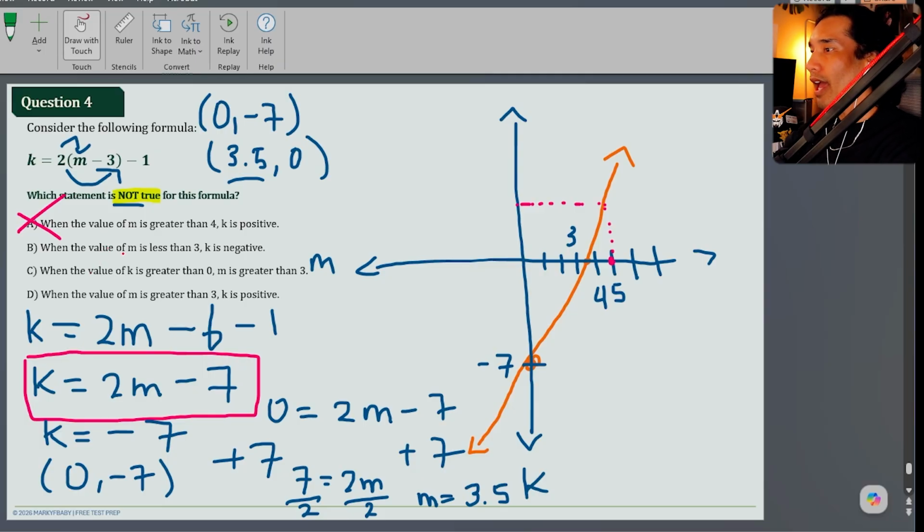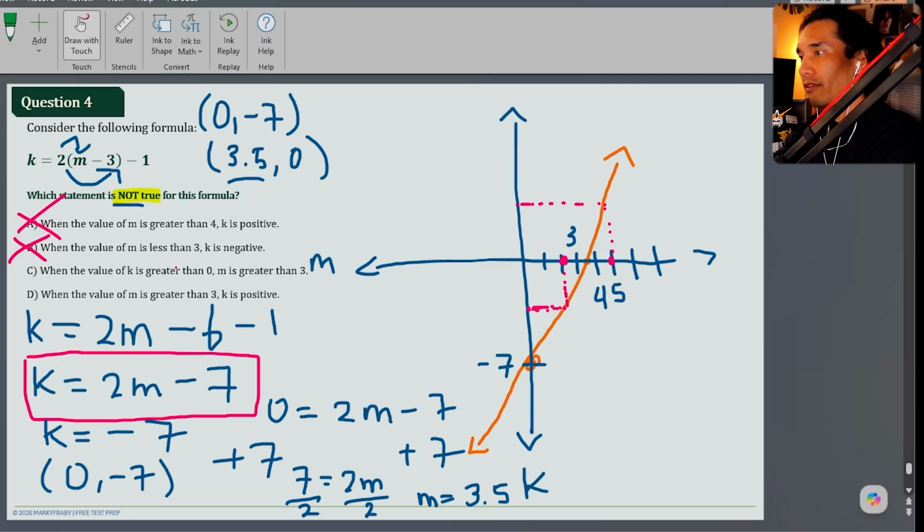When the value of m is less than 3, we're still on m, and we're looking for less than 3. So we could choose this one right here, which is 2. And I'm going to go to my line here, and then go over here on the corresponding point, and we see here that it's a negative value. K is negative. This is also true, giving us the statement as false. B is wrong.